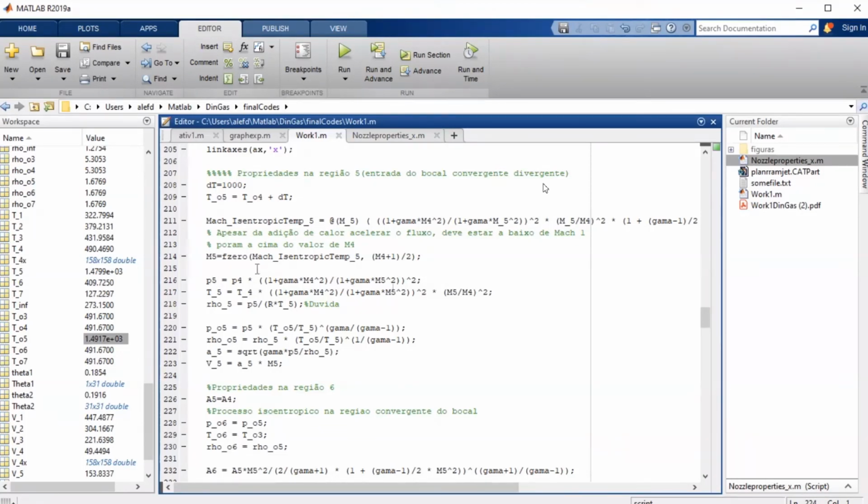Yes, the main reason I was having problems with this region was the value of M5 not being real, so I thought maybe it was this relation. The relation is kind of involved, because the value not being real is because the solution for the equation is not real in this case. But I was really having some problems with the relation for an isentropic process.